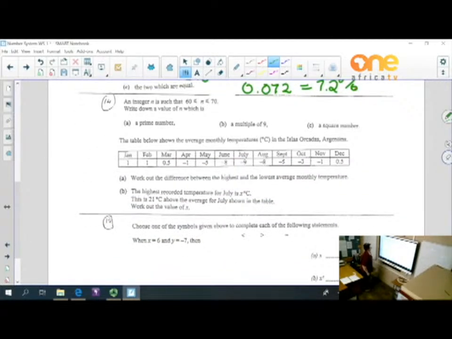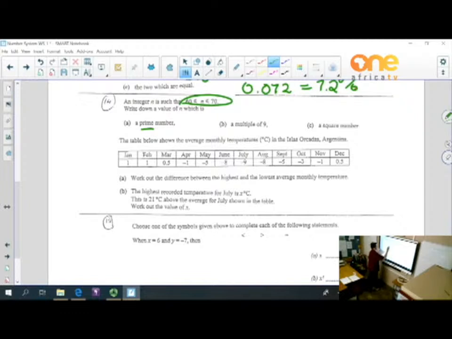Right, question 14. An integer n is such that it lies between 60 and 70. Look, there's a limit. You must the whole time think of those numbers. Now we need to find the number which is prime in that list. What is a prime number? A prime number is only divisible by 1 and itself. 1 is not prime. 2 is the only even prime number. So there's only two factors, the number 1 and the number itself. And you'll have to test them.